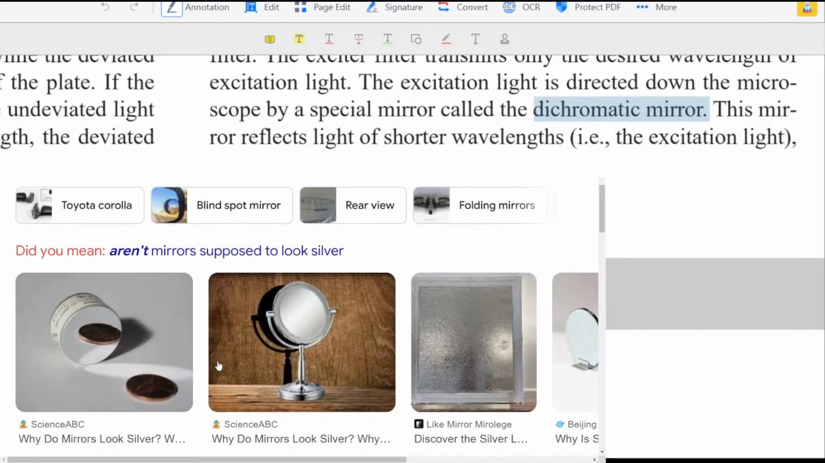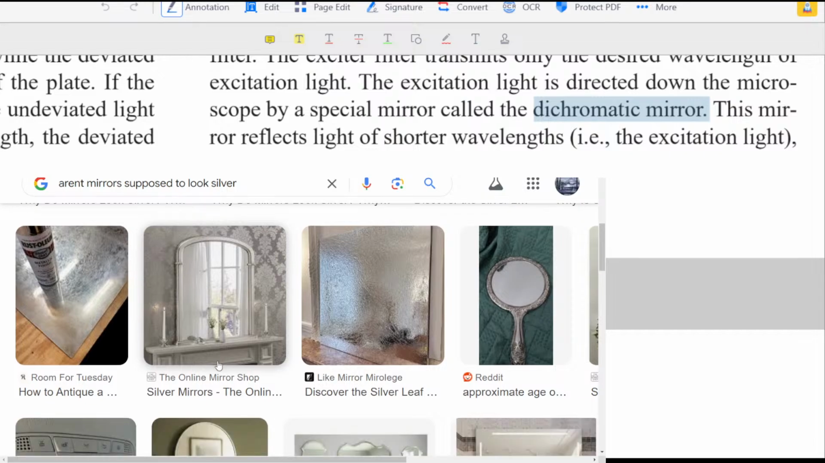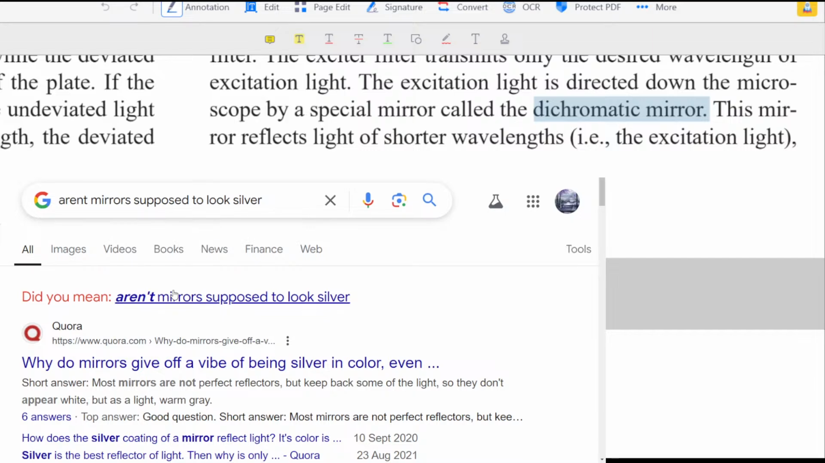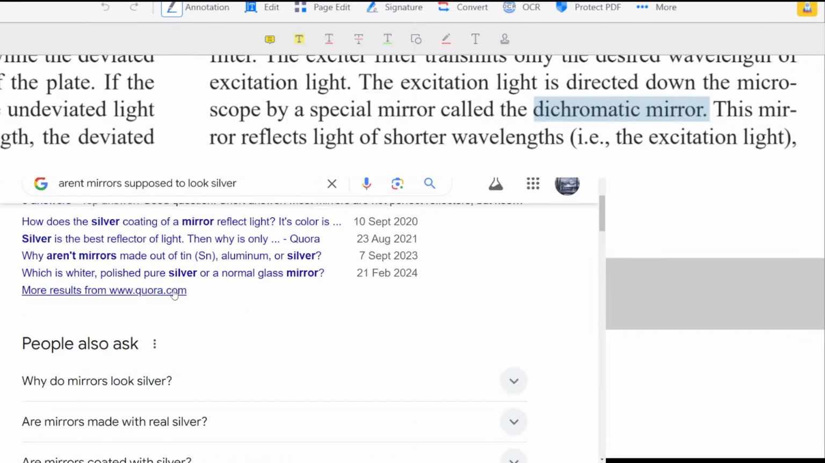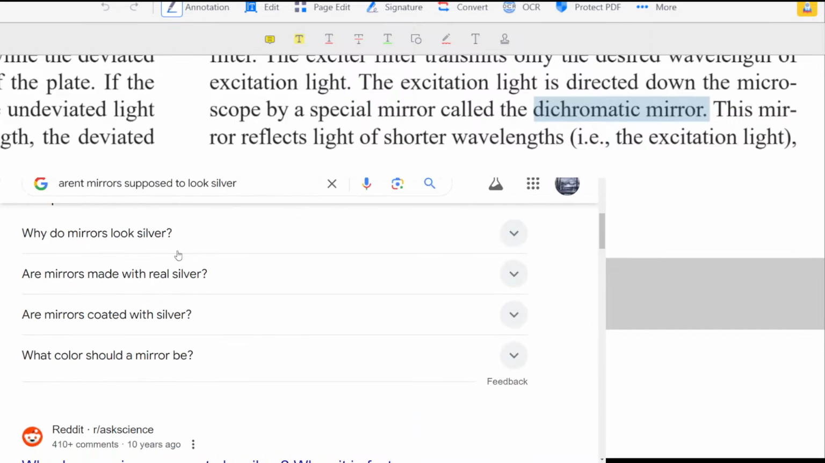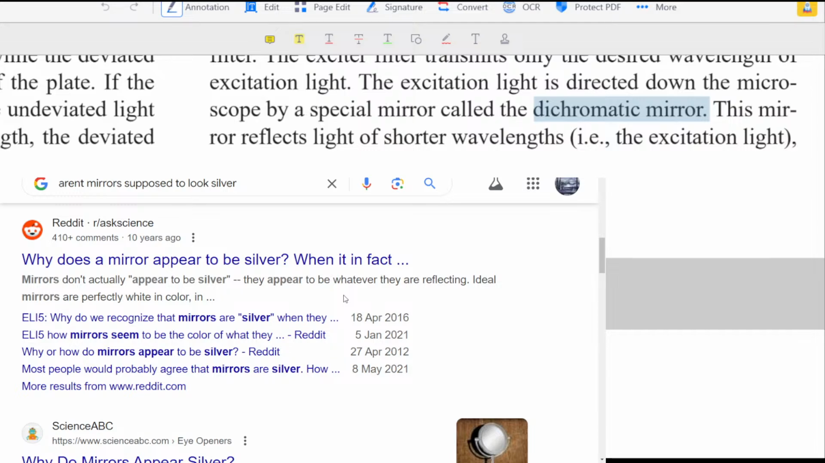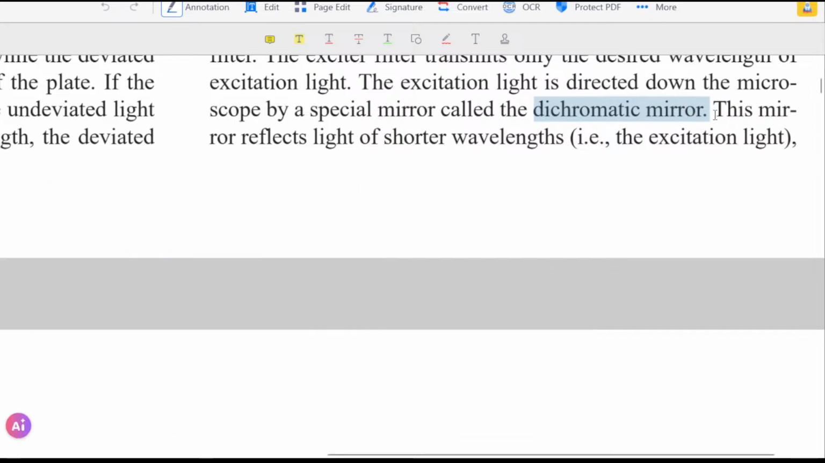Yeah, this is how mirrors look. What was that about? Oh my goodness. They appear to be whatever they are reflecting. Whatever. So there are mirrors that look a little bit different.